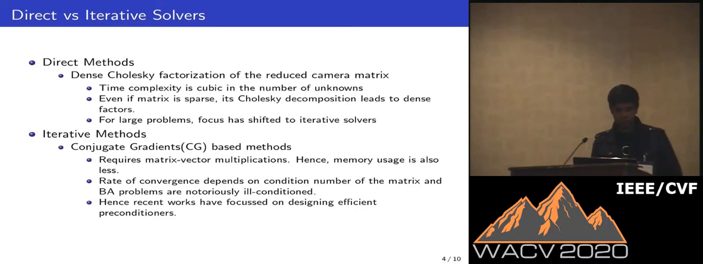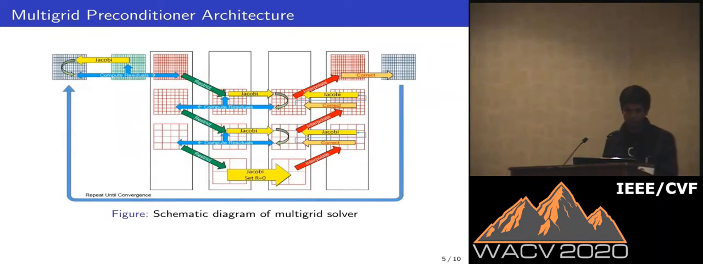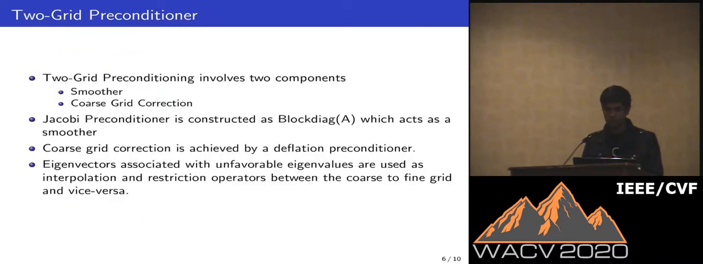We solve the linear equations by two methods, direct methods and iterative methods. Direct methods involve Cholesky factorization of the reduced camera matrix, but it's very expensive in terms of the number of unknowns, and that's why we go for iterative methods. The main iterative method that we have used here is multigrid, used as a preconditioner. It involves four or five steps: smoothing, reducing the high frequency errors, then residual computation, computing the residual after the smoothing operation, then restricting the errors, and then interpolating and correction.